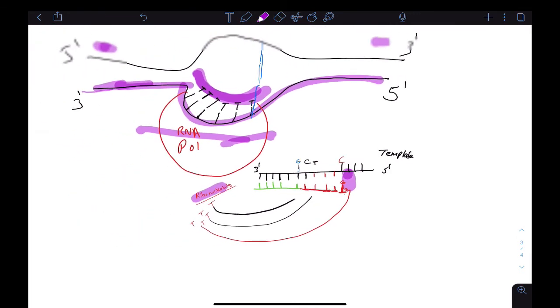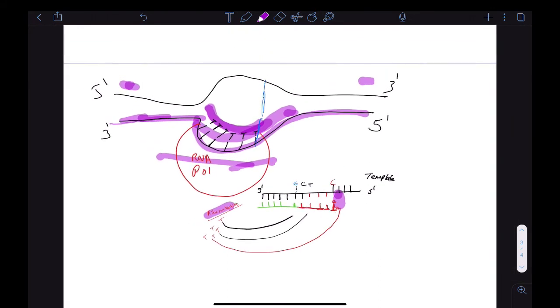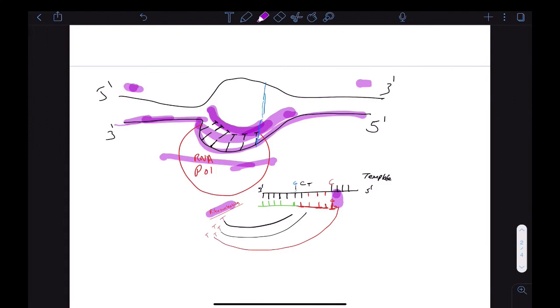So this is essentially what the process of elongation is, and this will continue on and on and on. It will continue to read until it gets to the termination sequence. At that point it will stop transcribing, and the polymerase will fall off the template strand. So that is the process of elongation.